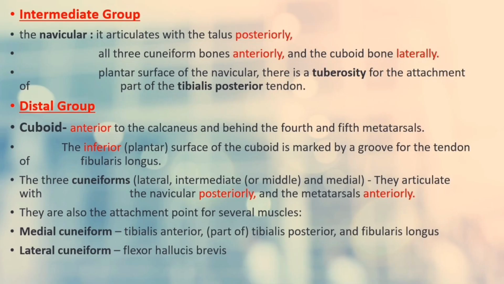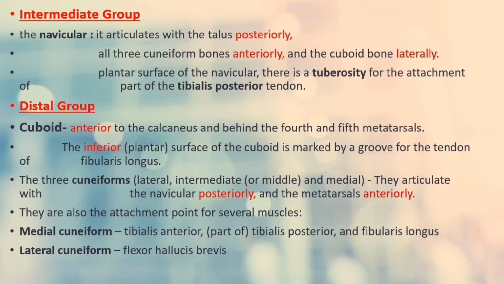Intermediate group. The intermediate row of tarsal bones contains 1 bone, the navicular, given its name because it is shaped like a boat. Positioned medially, it articulates with the talus posteriorly, all 3 cuneiform bones anteriorly, and the cuboid bone laterally.